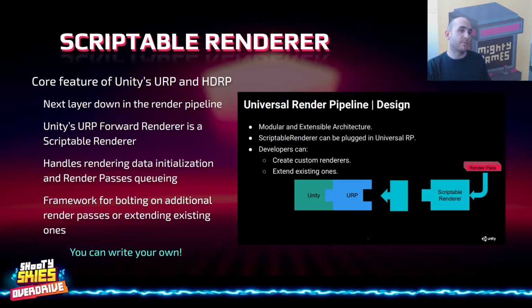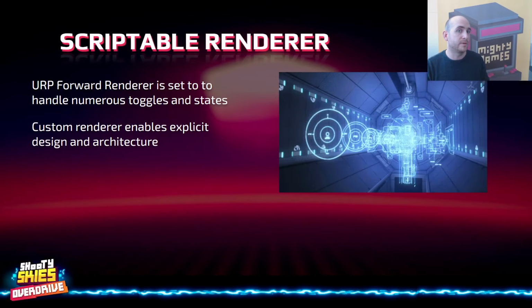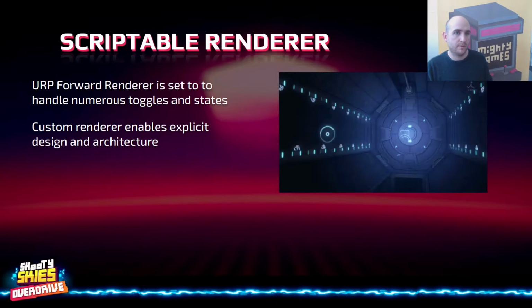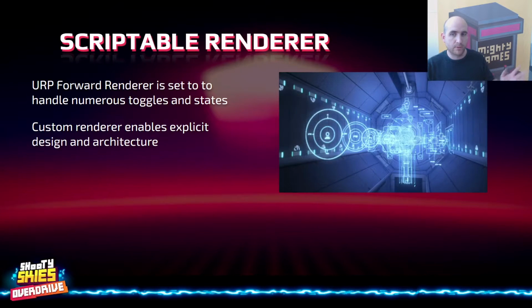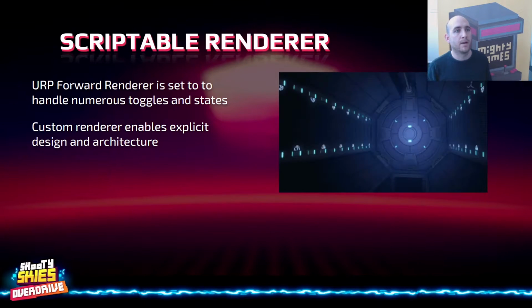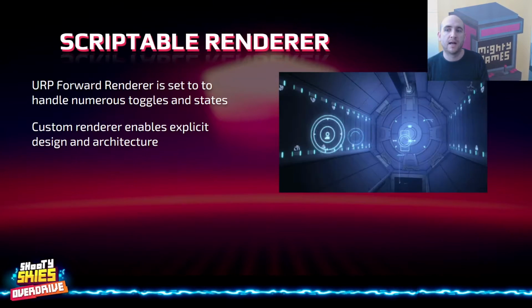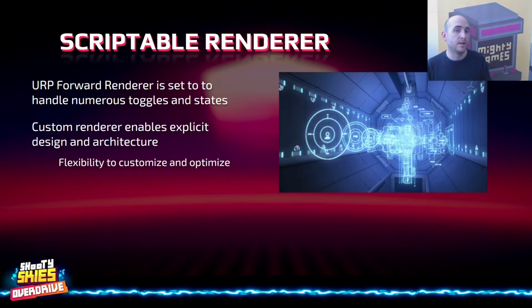And what we can do is write our own. Instead of using Unity's forward renderer, we can write our own, and this has far more benefits than just using a scriptable render feature and a single scriptable render pass. So Unity's URP forward renderer is really set up to handle numerous toggles and states. I mean, you can do so much stuff with Unity on the editor end that the forward renderer under the hood really has to handle all those different states to push out what the final rendering output is going to be. But when we start working with a custom renderer, we can be far more explicit with our design and our architecture, and this gives us a lot more freedom to be flexible in how we customize and optimize our render passes and effects.